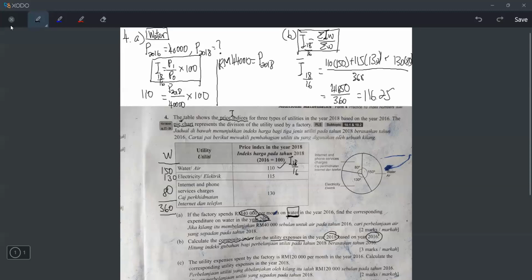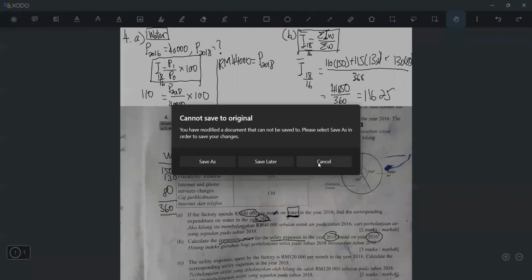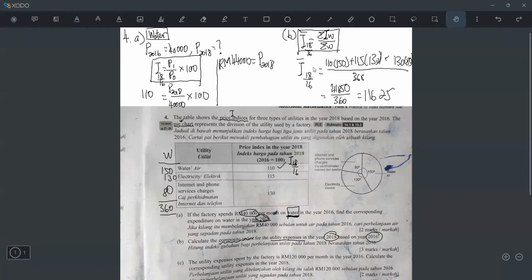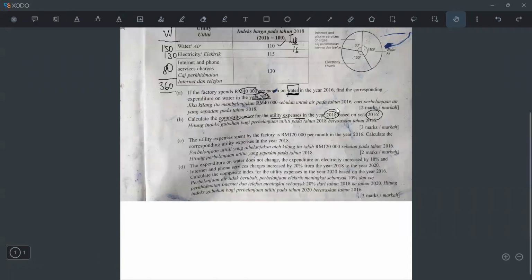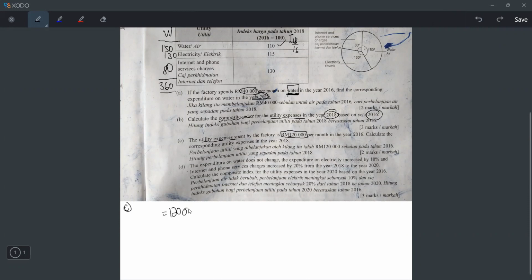So very easy. Oh wait, I pressed wrong. So I think I can scroll down and now do C below here. Let's read the C question together. The utility expenses spent by the factory is 120,000. So what is 120,000? That is the expenses. What symbol will I use? I will use P because it's RM, right? So P in the year 2016. So I'll write the year. Be more specific. Write the symbol and write the year also. And then comma.